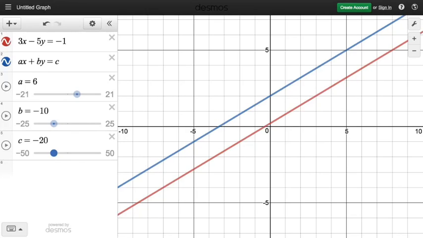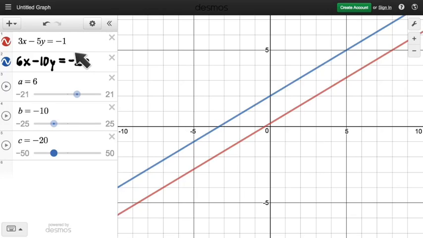So now I've changed around the coefficients in my equation. My first equation is still the same, 3x minus 5y equals -1. But now my second equation has new coefficients in it. I'm just going to write them down here so that we can look at them together. My new equation is 6x minus 10y equals -20. So that's the blue line, and then the red line is my original. And these two lines are now, on the graph at least, it looks like they're parallel.